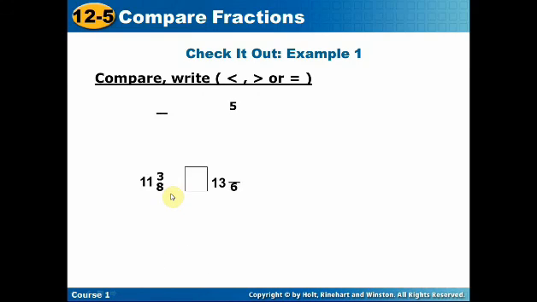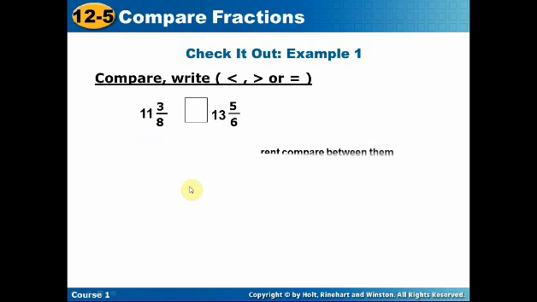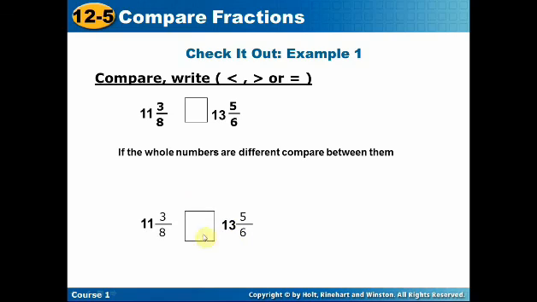Another example, also here we have two mixed numbers, 11 and 3 over 8, 13 and 5 over 6. Also, the two whole numbers are different, and because 13 is greater than 11, for that 13 and 5 over 6 is greater than 11 and 3 over 8.